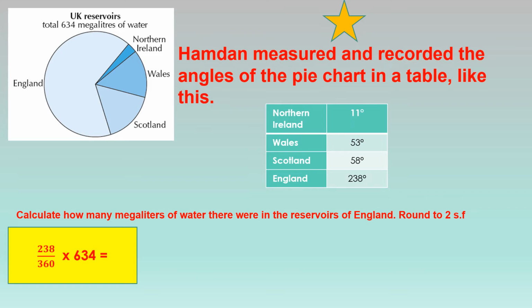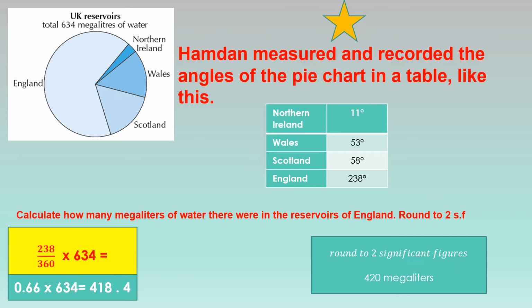To do this, as I said before, you can simplify or write the fraction as a decimal. If we write it as a decimal, it's 0.66, and then multiply it by 634 to get 418.4. He wants you to round it to two significant figures. Where are the two significant figures? It means 4 and 1. You look after the 1, it's 8, greater than 5, so you round up. So it's going to be 420 megaliters.